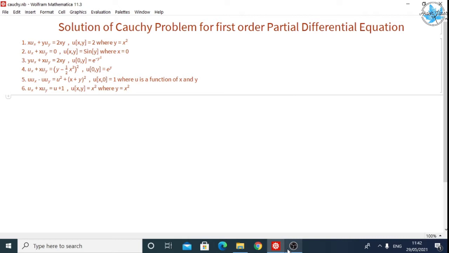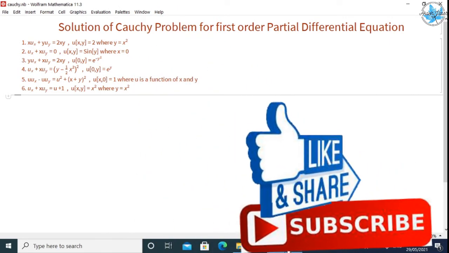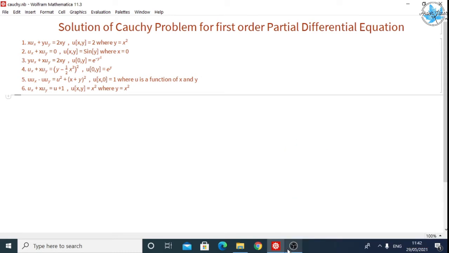So I have taken four examples here. ux is the derivative of u with respect to x, and uy denotes the derivative of u with respect to y. My first equation is x ux plus y uy equals 2xy, and my condition is given, that is u of x comma y, where u is my dependent variable, equals 2 where y equals x square.